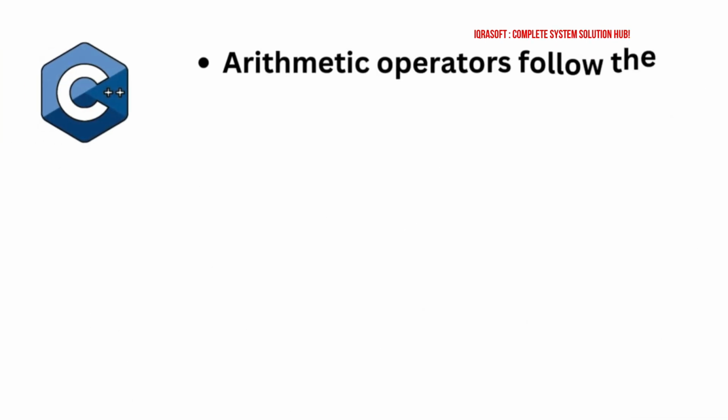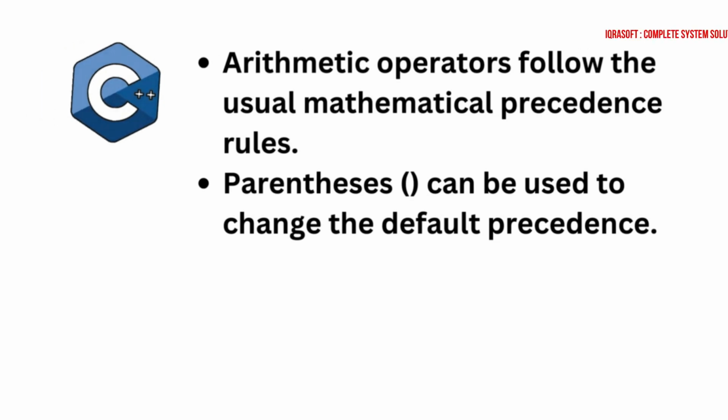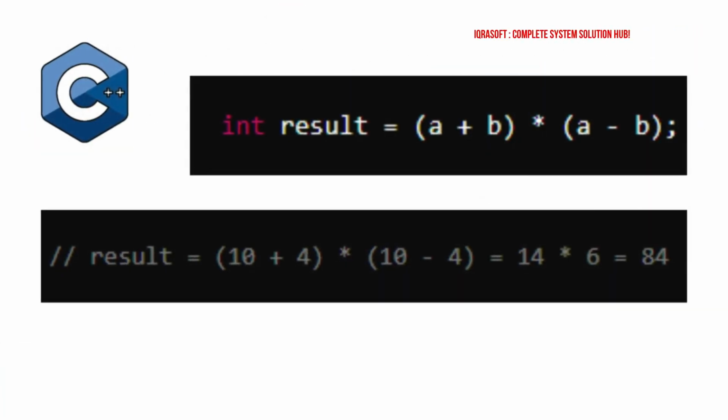Arithmetic operators follow the usual mathematical precedence rules. Parentheses can be used to change the default precedence. Int result equals a plus b, in parentheses, times something. Result equals 10 plus 4.